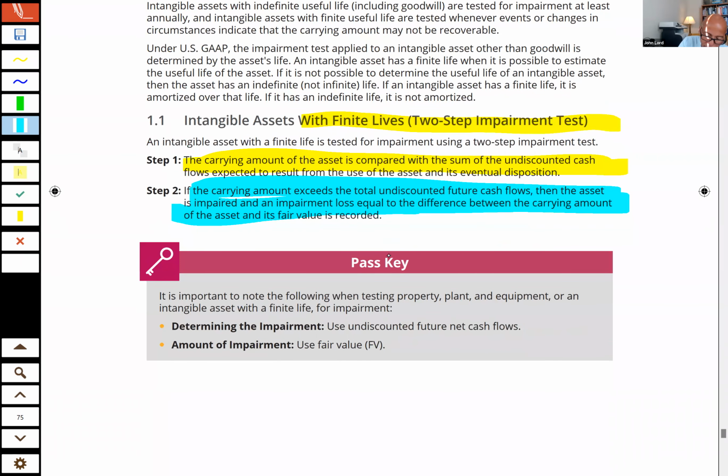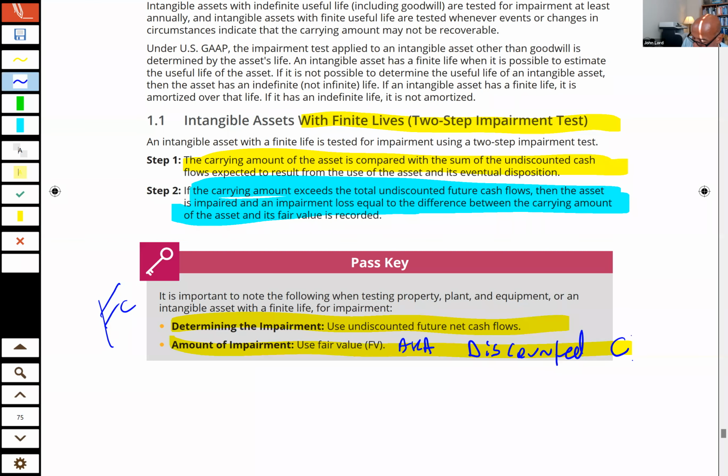Okay, so a useful cash flow pass key here is to look and notice that they tell us to determine if the asset is impaired, use undiscounted cash flows. To calculate the amount of impairment, use fair value, and you can write in here, AKA discounted cash flows. So determine if there is impairment, do not discount the cash flows. If you determine that there is impairment, then discount the cash flows to actually calculate the amount of the impairment.